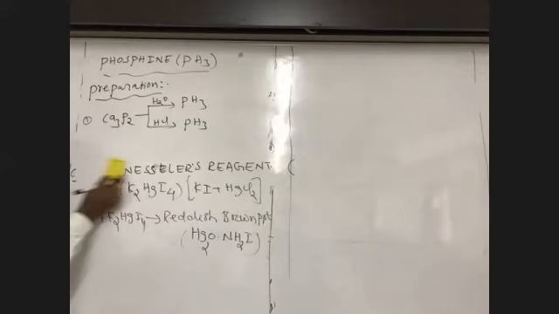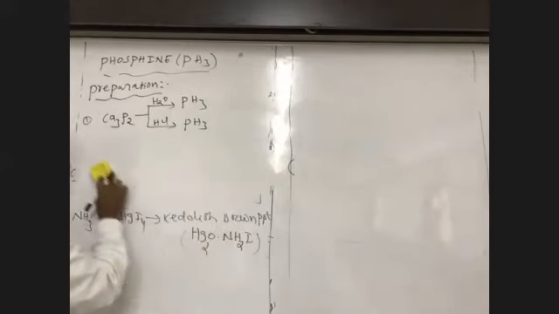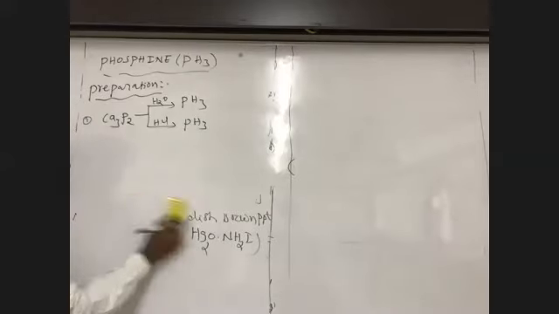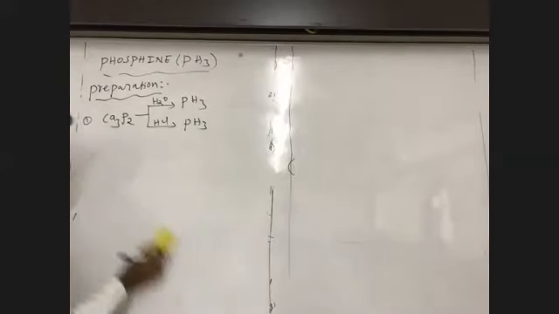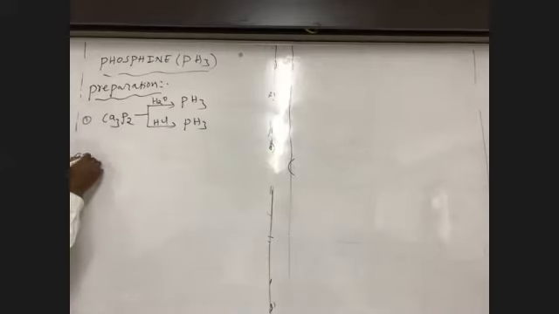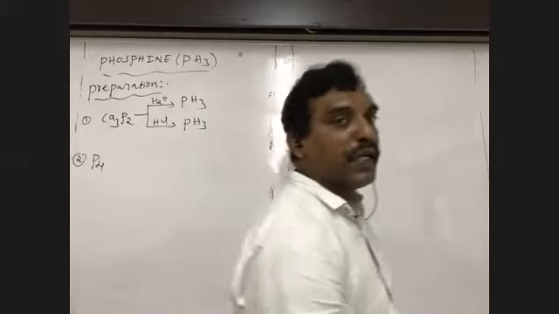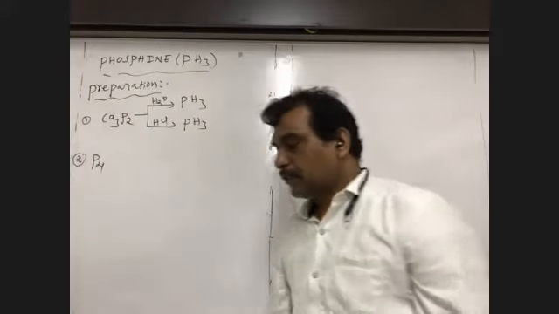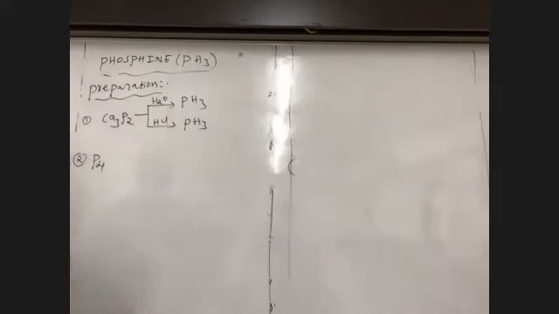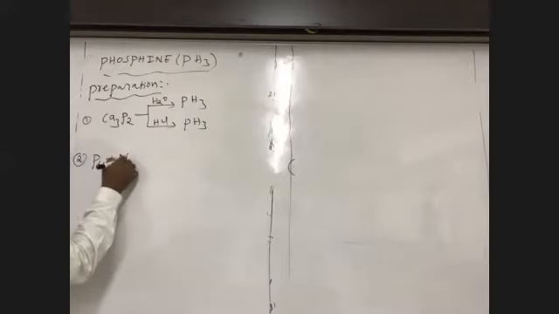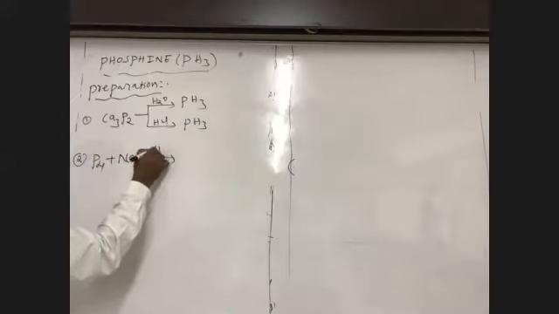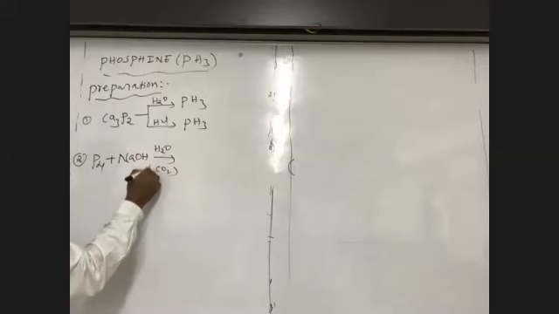The second method used for preparation of phosphine uses white phosphorus, P4. Between white phosphorus and red phosphorus, which one is more reactive? White phosphorus is more reactive than red phosphorus, due to high bond angle strain. Here, white phosphorus reacts with NaOH in an atmosphere of carbon dioxide.